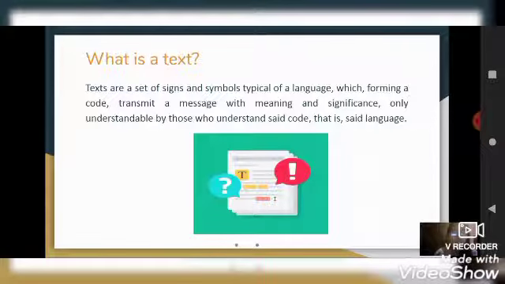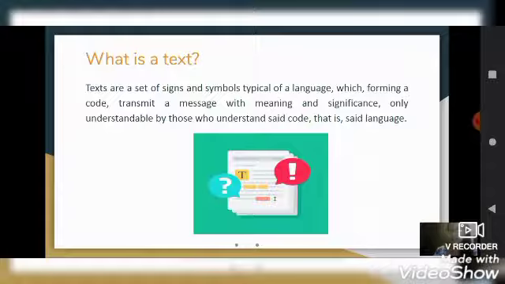What is a text? Texts are a set of signs and symbols typical of a language, which, forming a code, transmit a message with meaning and significance, only understandable by those who understand said code, that is, said language. More specifically, we say that a text refers to the set of statements that make up a written document and that has coherence.